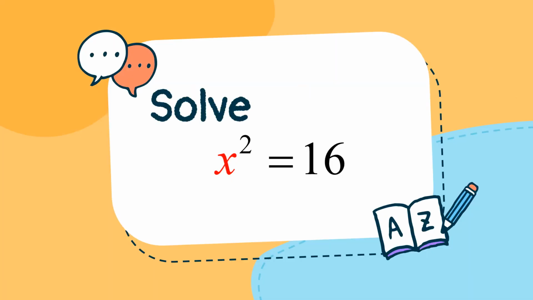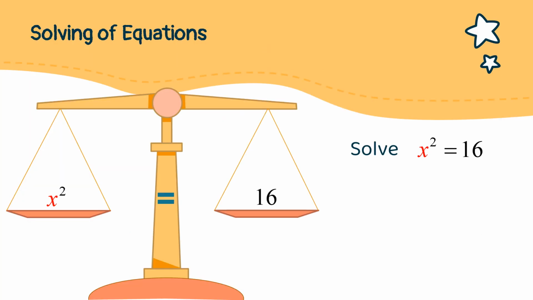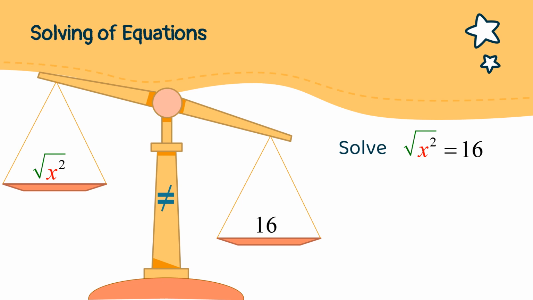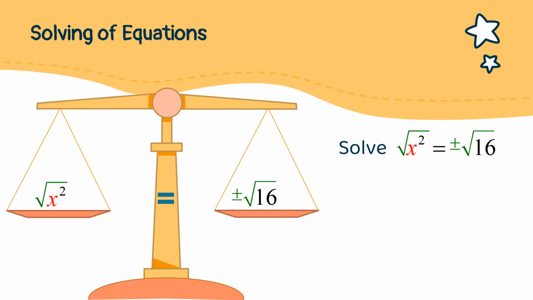Let's look at how to solve x squared equals 16. To solve x squared equals 16, we have to first remove the square. To do that, we will square root on the left-hand side. To square root on the right-hand side, remember to put a plus minus sign here. I will explain why this is so in a moment.